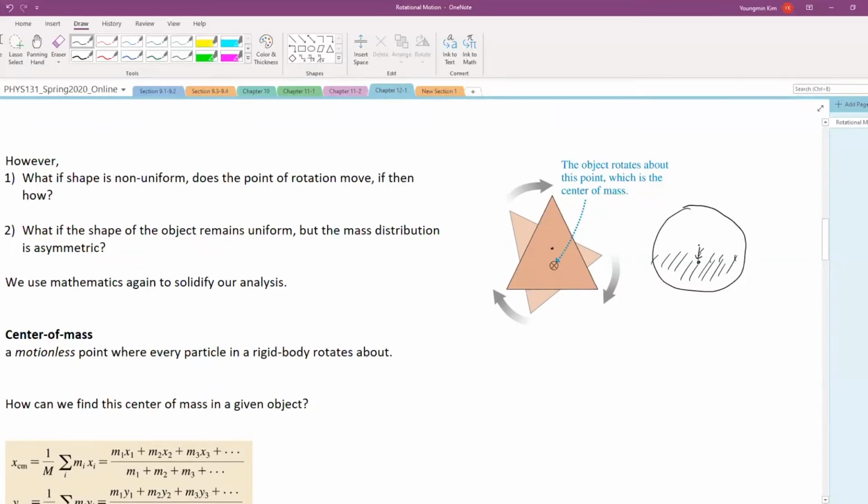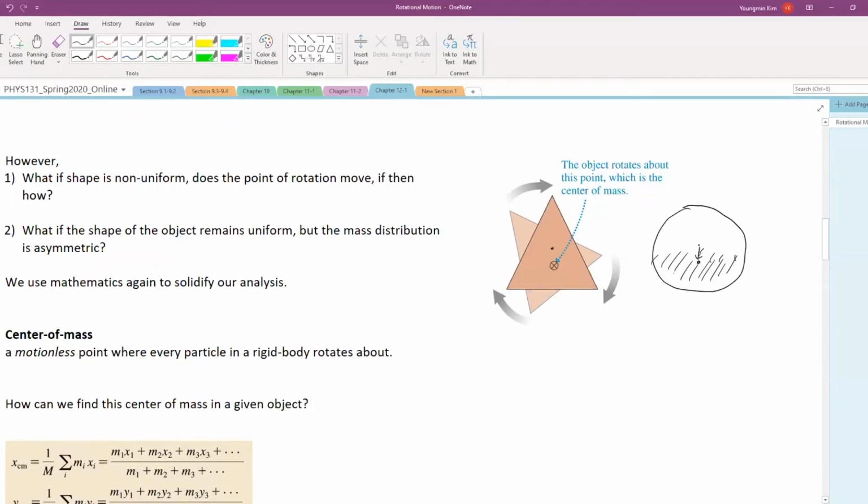The definition of center of mass is a motionless point about which every particle in a rigid body rotates. In other words, when you put your finger on the center of mass of a rotating object, that point will not move. There will be no rotation happening at the center of mass point.